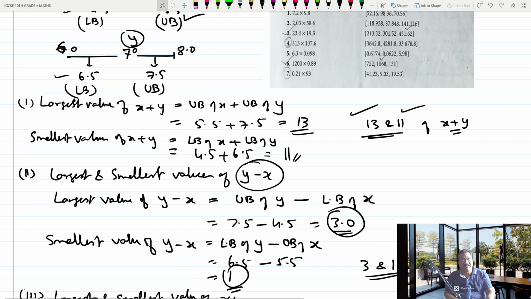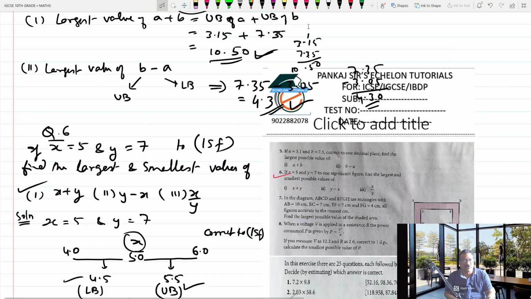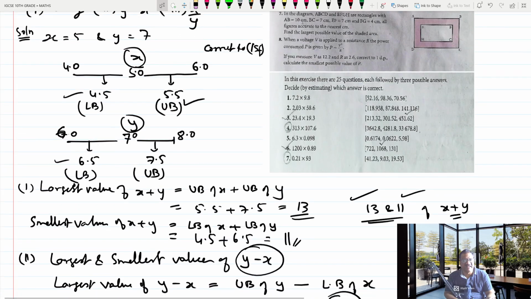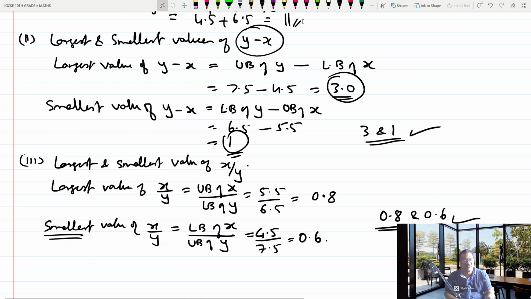So two questions we solved in this particular test. And the remaining two questions, that is 7 and 8, I'll be dealing with in the next video because now I'm running out of time. So in the next video definitely I'll be coming up with another two questions, and we'll proceed with this test.